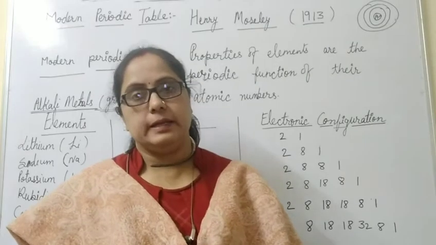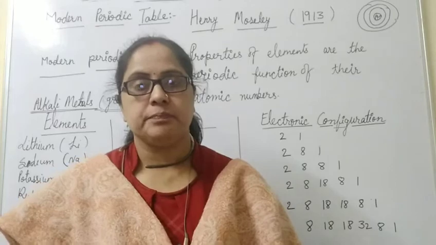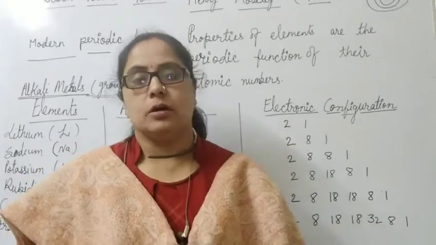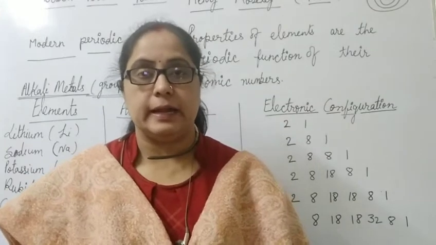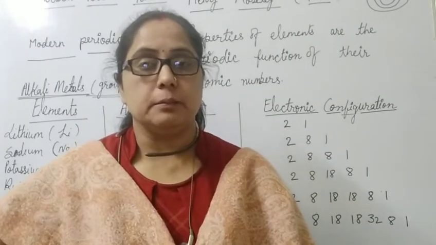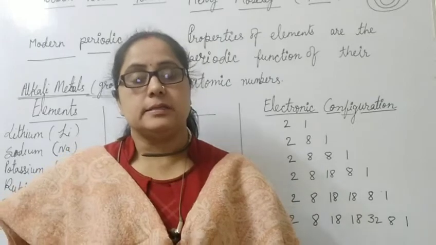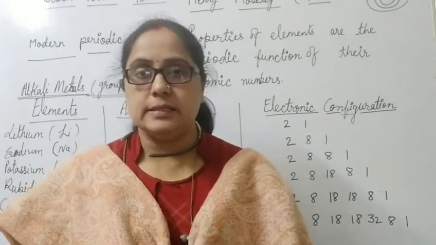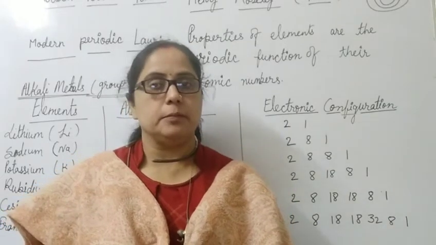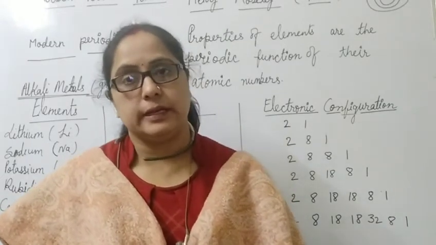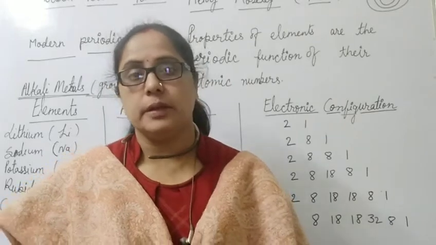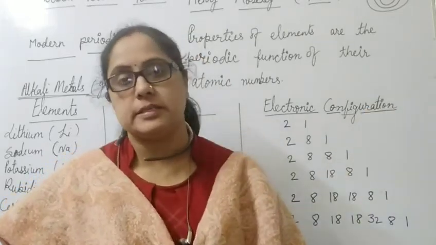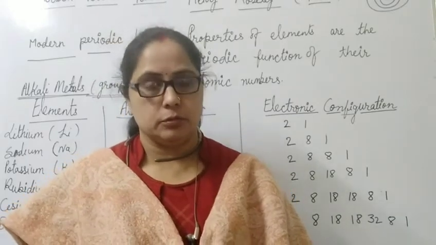Students, in 1913, Henry Moseley carried out research on the structure of the atom. On the basis of his research, he said that in place of atomic mass, atomic number is the basic thing on which we can arrange the elements, because the fundamental properties depend on atomic number. Atomic number is related to electrons, while mass number or atomic mass is related to the protons and neutrons.